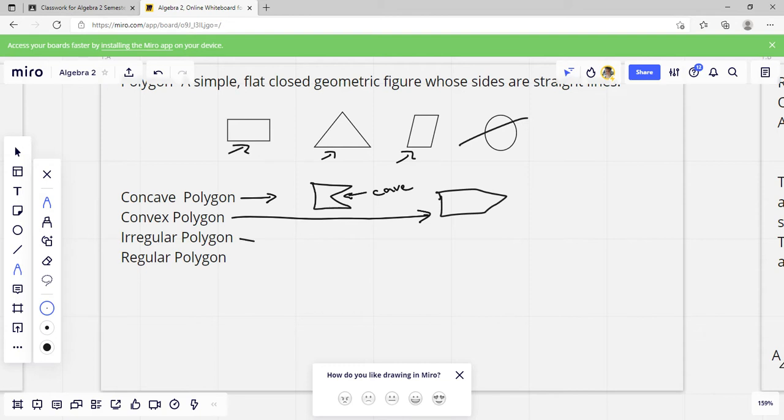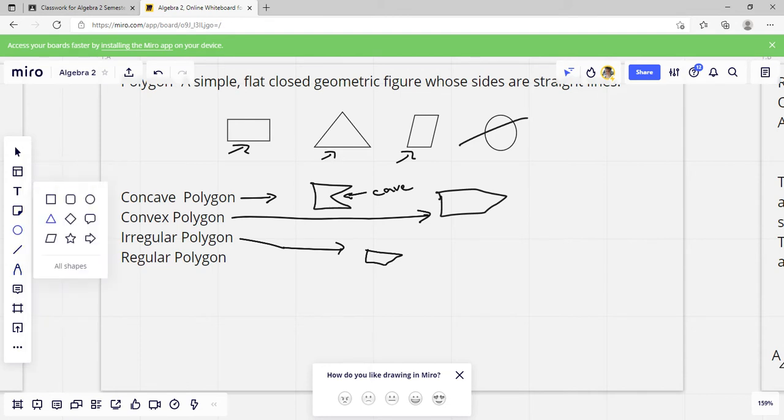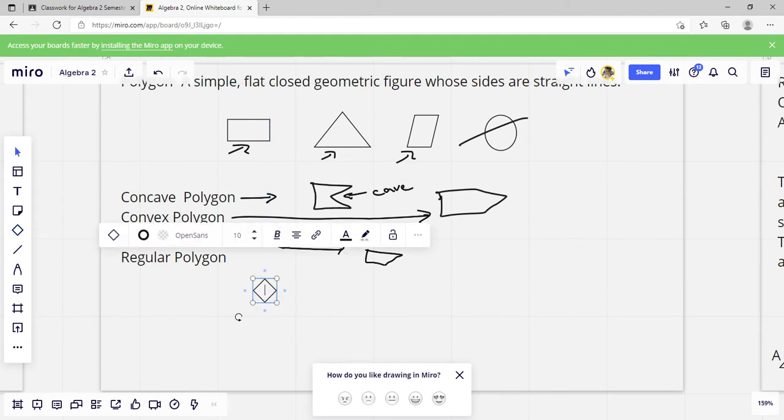An irregular polygon is one whose sides are not all the same. So let's say that we have an irregular quadrilateral. All the sides are different. And a regular polygon is one that does have all sides the same, like that triangle right there. They have all their sides the same and all their angles the same. So like that would be regular.